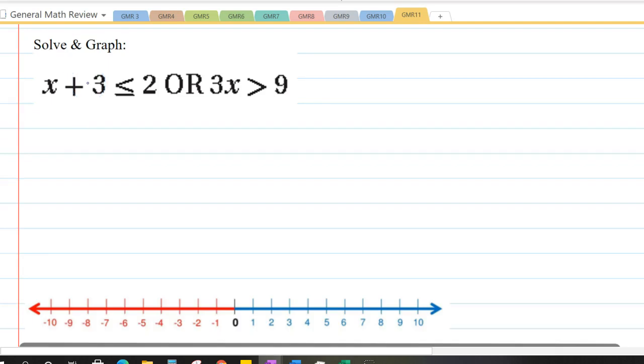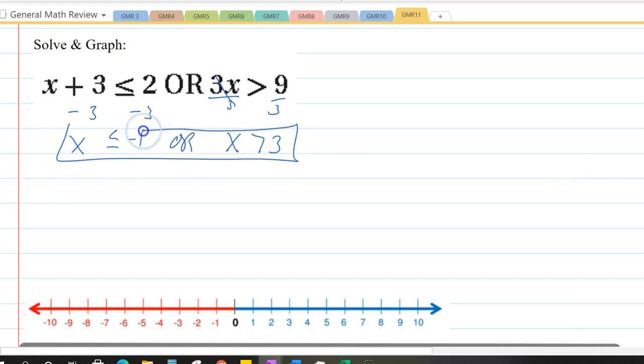Now let's review solving inequalities, and we'll cover multiple ways of writing our answers. Treat each inequality as an individual. On the left-hand side, I subtract 3 from both sides, and that gives me x is less than or equal to -1. Or, on the right-hand side, I divide by 3 on both sides, and that gives me x is greater than 3. This is one way of writing this.